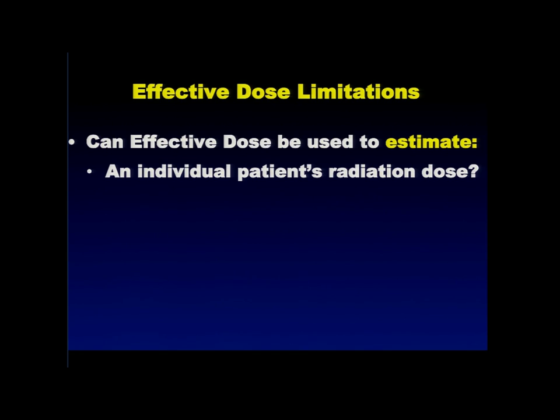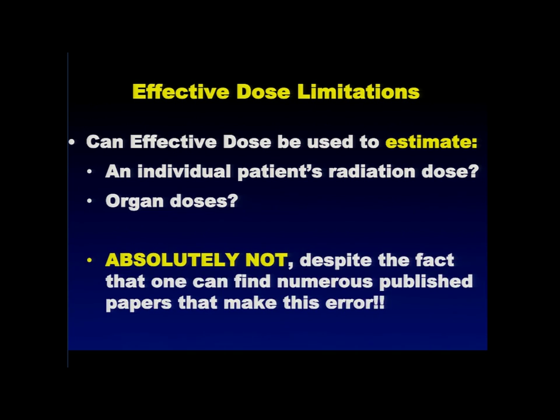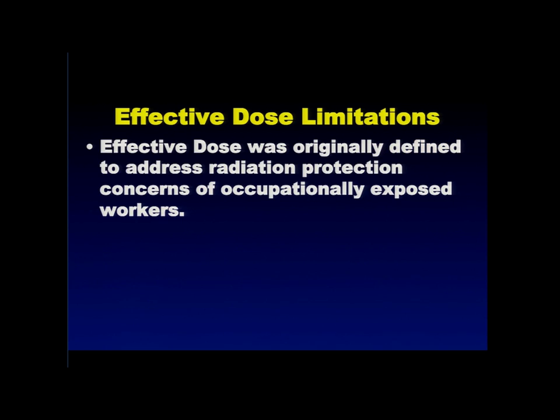You've got to look at literature with a careful eye. The reviewers didn't do a very good job. Today, most journals will not accept a CT paper on dose if it expresses dose and effective dose, because it's not defined for an individual patient. Can I use it to estimate organ doses? No.